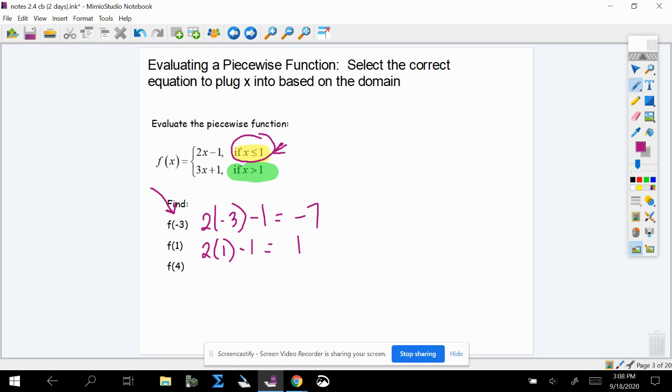And then finally, f of 4. This is the first time we're actually using the bottom line because 4 is bigger than 1. So it goes into the bottom expression. It's going to be 3 times 4 plus 1. And again, you can use a calculator, or you can do it in your head to get your y value.